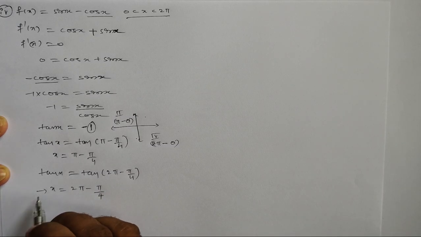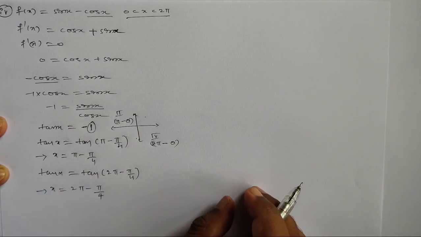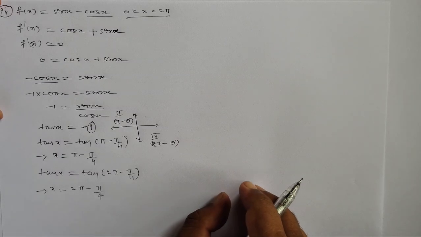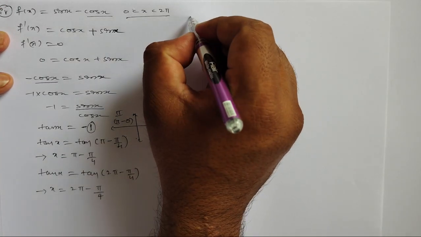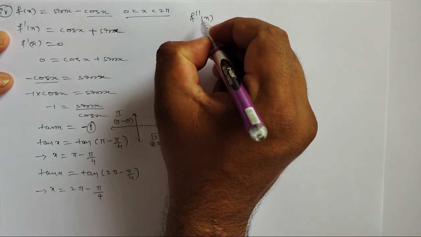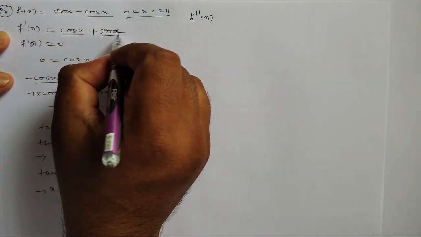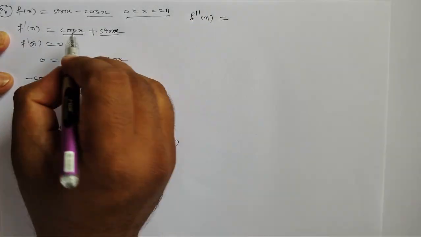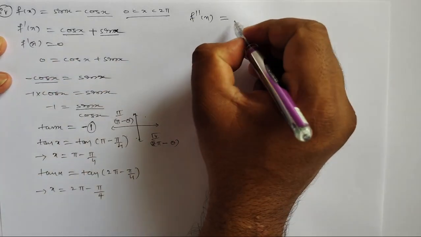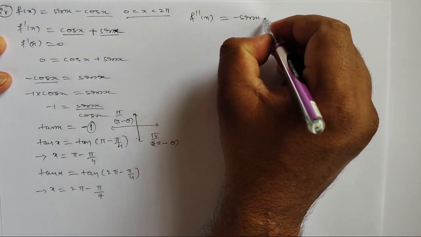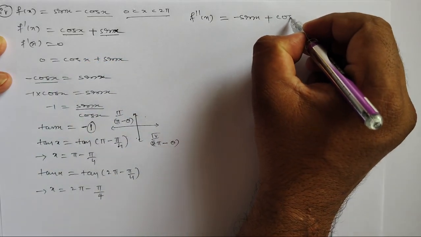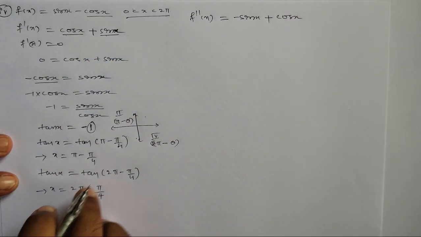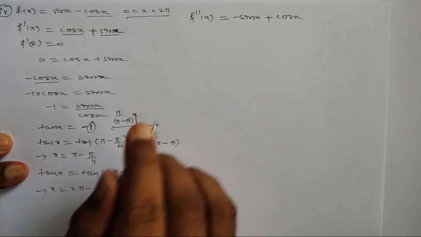Okay, right, x value. Again differentiate with respect to x on both sides, so that becomes f double dash of x. Already f dash of x is equal to cos x plus sin x, and f double dash of x is equal to what? The cos x derivative becomes minus sin x, plus what is the derivative of sin x? Sin x becomes cos x. So I'll substitute the value. One is pi minus pi by 4.